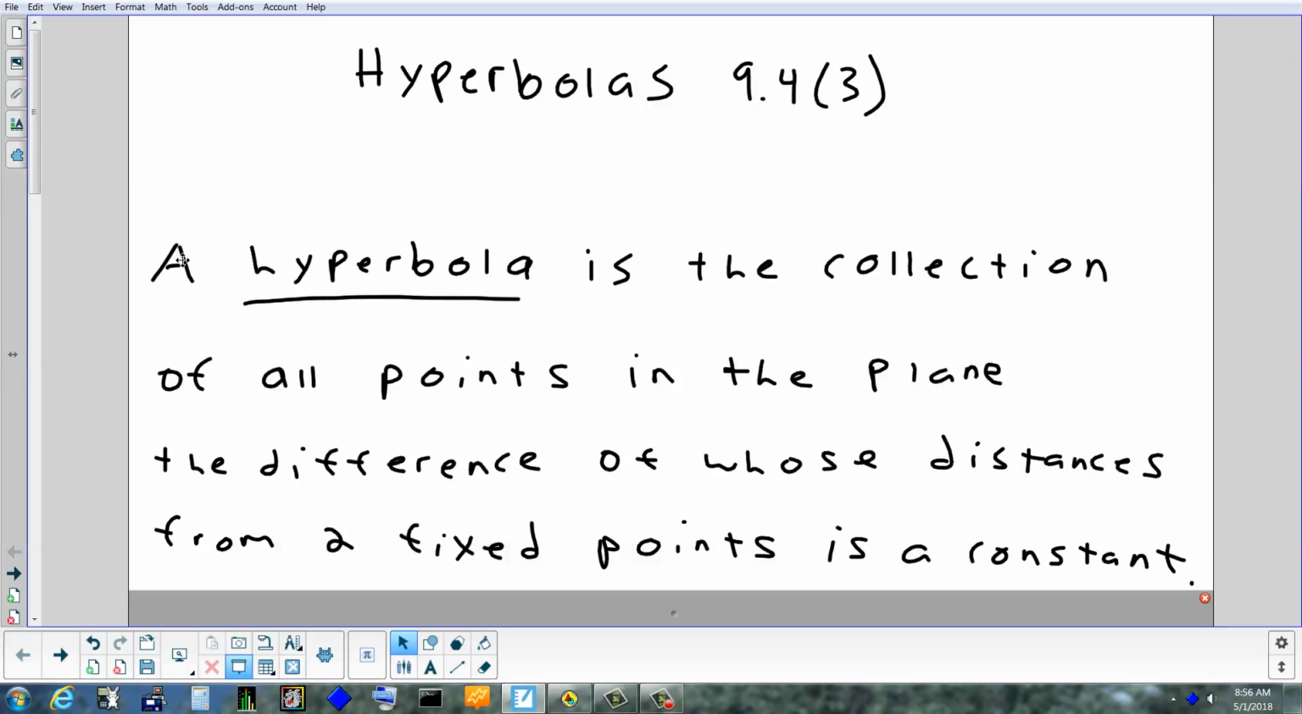If you take calculus, you might study some really interesting three-dimensional shapes. Like there's one called a hyperbolic paraboloid, which, if you think of a horse saddle, kind of looks like that. It's got a curve to it in a couple directions. So you might see hyperbolas again, extending into 3D, but we're staying in 2D.